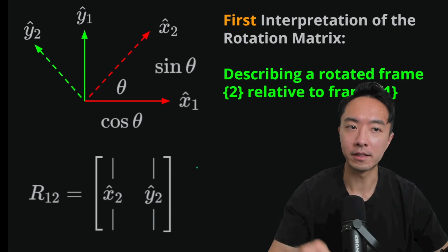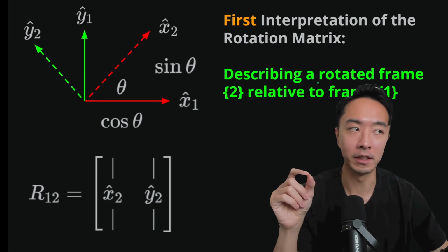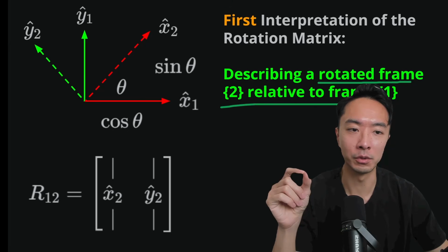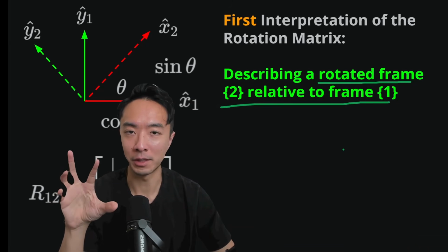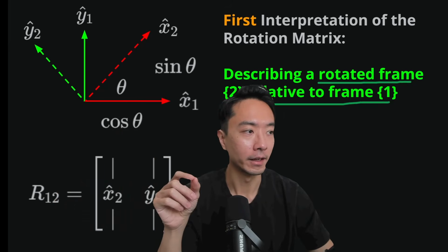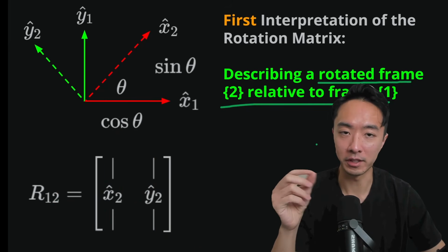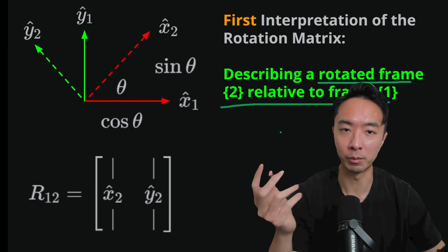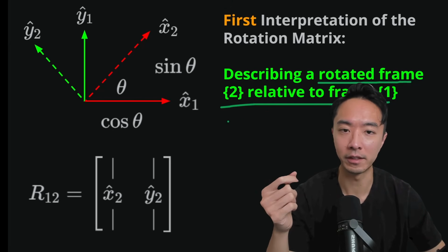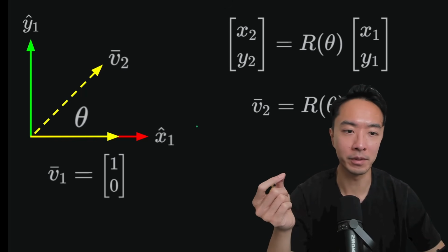Now, here is the first interpretation that we said, right? So describing a rotated frame 2 relative to frame 1. So this is how we've described this rotation, right? And this is one of the most common ways that we use the rotation matrix for interpretation, especially when we're dealing with different robotic frames that we'll see later on. And right here, you can see this is yet another representation.